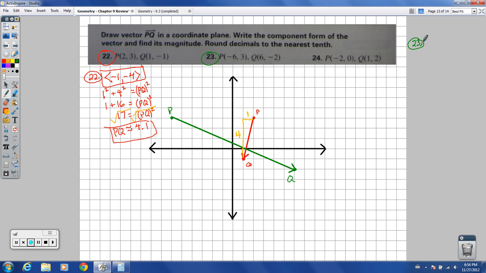So for 23, what's the component form of this? How far to the right are you going from P to Q? What's the x change? You're going 6 from here to here, and then 6 more, so that's an x component of 12. Then you're going down 3 and then down 2 more, so you have a y component of negative 5. So this is the component form of the vector.